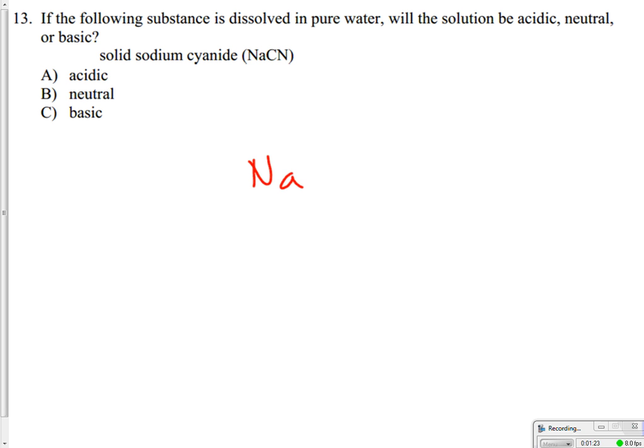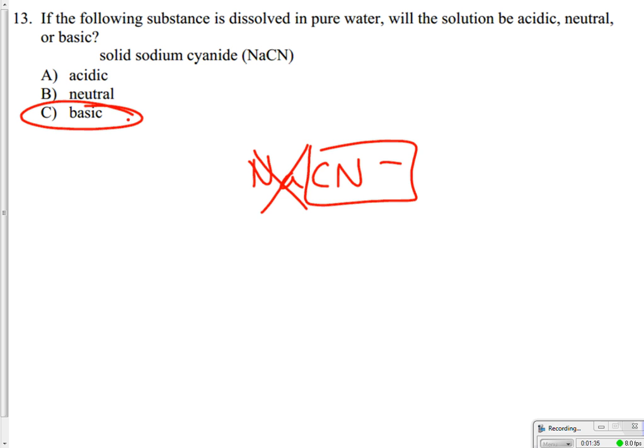Next one, which substance dissolved in pure water will be acidic, neutral, or basic? This is just hydrolysis. So if I have NaCN, I cancel the Na+ because that is a heartbreaker. It leaves me with CN-. A negative ion will act as a base. Therefore, the solution will be basic. That's your answer right there for 13.